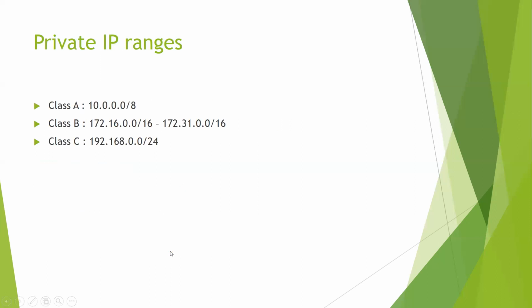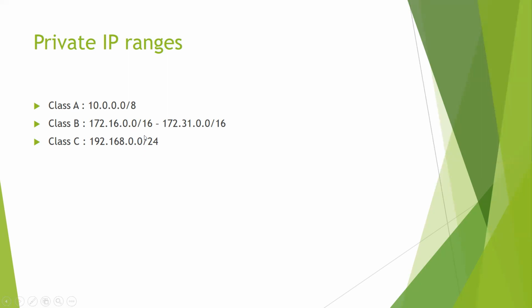Now, if you go back to class B, you can see it's actually slash 16. So these two octets right here are the network portion, and these two zeros are the host portion. This is the network. So, 172.31 is the network. And these two octets are used to assign IP addresses to the hosts. So it goes from 172.31.0.1 all the way to 172.31.255.255, right?